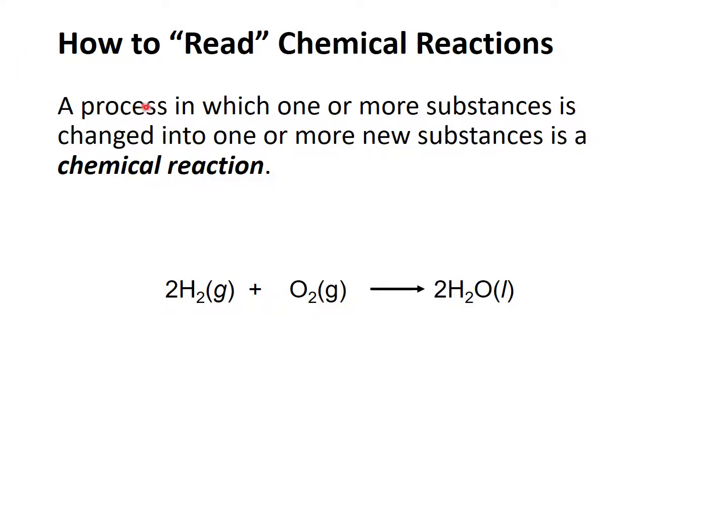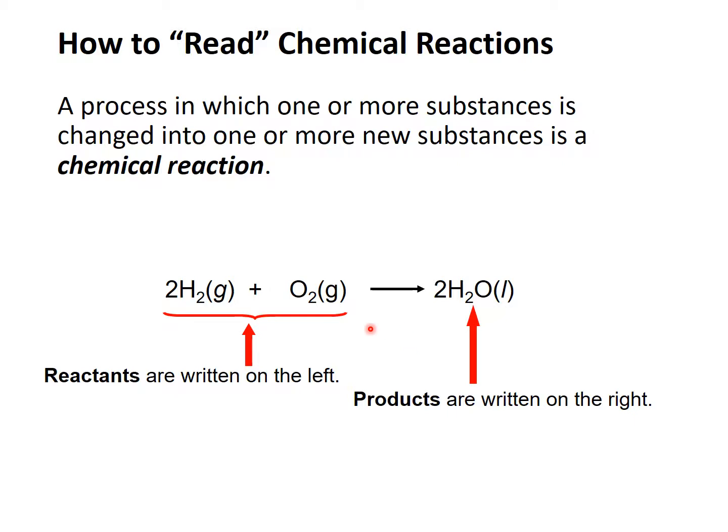A chemical reaction is a process in which one or more substances is changed into one or more new substances. In this example, we have the reaction between hydrogen and oxygen gas to form liquid water. The reactants are always located on the left-hand side of the reaction, and the products are always located on the right-hand side of the reaction. The reactants and products are connected with an arrow, which points in the direction from reactants to products.